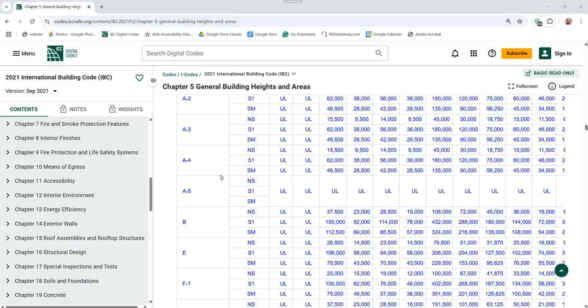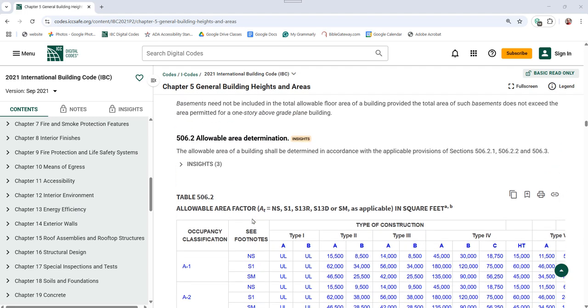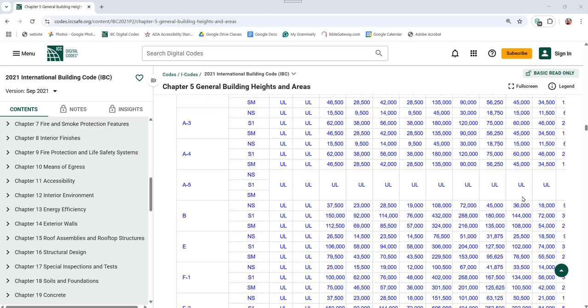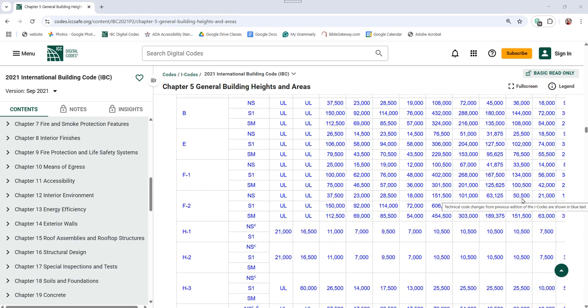Back to 506.2 here. It's an F1, so it's going to be in this area. It's multiple floors, at least it's sprinkler, which is good. Multiple floors here. All right, and we said it's a type 4 heavy timber. Here's type 4 heavy timber way out here. So we're going to see if we can keep track of that. This is kind of tricky on these charts.